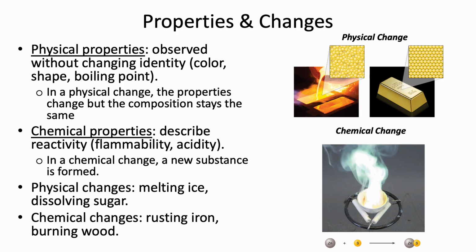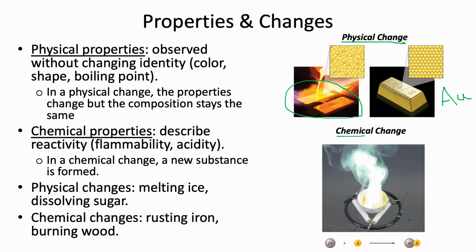Take a look at the picture on your right. Here we have an example of gold. Gold, when you heat it up, becomes liquid and it takes the shape of the container. So it's changing its shape, although the identity still remains the same and its composition still remains the same. So we can describe this as a physical change.